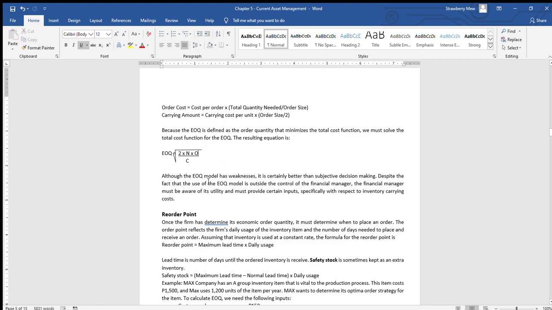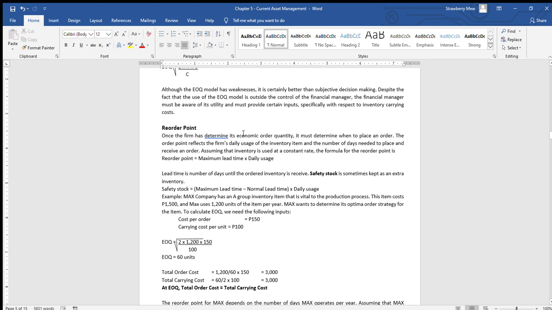So although the EOQ model has weaknesses, it is certainly better than the subjective decision making. Despite the fact that the use of the EOQ model is outside the control of the financial manager, the financial manager must be aware of its utility and must provide certain inputs, specifically with respect to inventory carrying cost. Okay, so yung EOQ, ito lang yun. You should remember the formula for EOQ. Tapos you should also remember the formula for the order cost and the carrying cost or carrying amount.